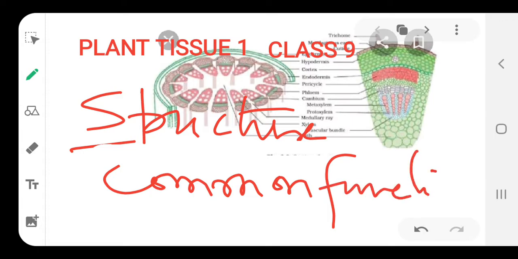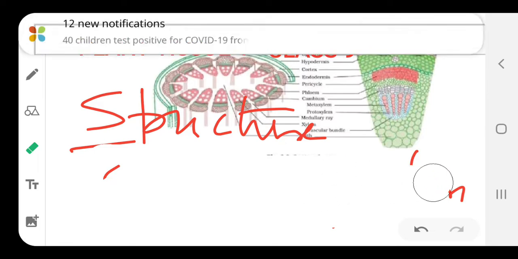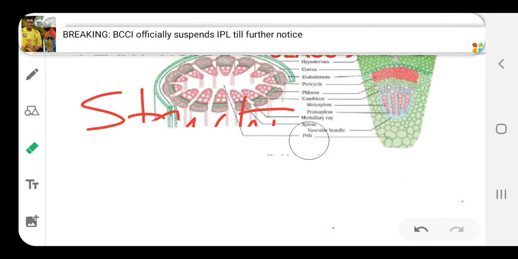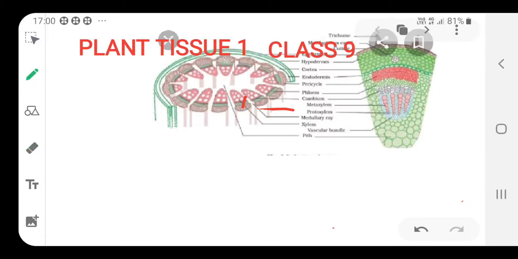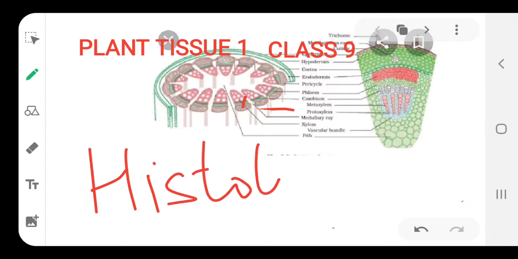So again I repeat the whole definition. Tissues are groups of cells similar in origin, shape and structure, and they work together to perform a common function. You should also know the branch of biology that deals with the study of tissue is called histology.